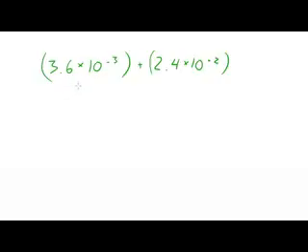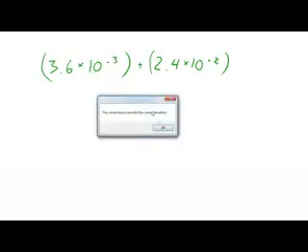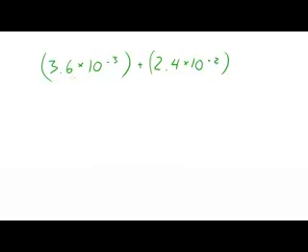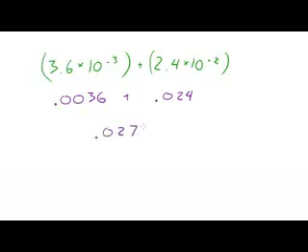So this number, whenever we convert it to a real number, is 0.0036. And this one over here, whenever we convert it, is 0.024. So whenever we add these numbers together, we get 0.0276. But if you put this as the final answer on your test, your teacher is going to frown upon that and probably take some points off.